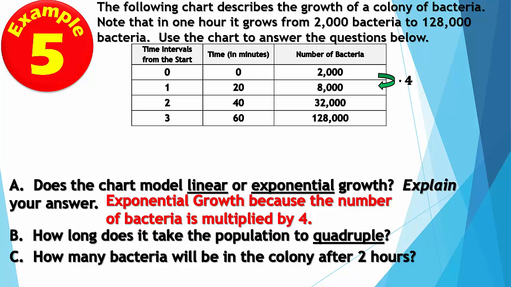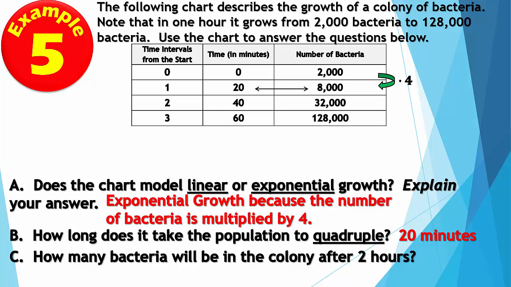How long does it take the population to quadruple? So that's multiplying by 4. Well, it does that after 20 minutes, because notice 2,000 times 4. Each time it goes up by a factor of 4 is 20 minutes. So that would be our answer.